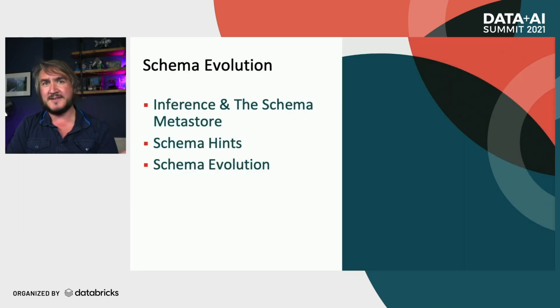So let's go and have a look at those things. When we're using Autoloader and we've got a changing, evolving schema, what does that look like? And how do we play around with some of these settings to change schema inference, to create that schema metastore? And then how do we deal with schema evolution?